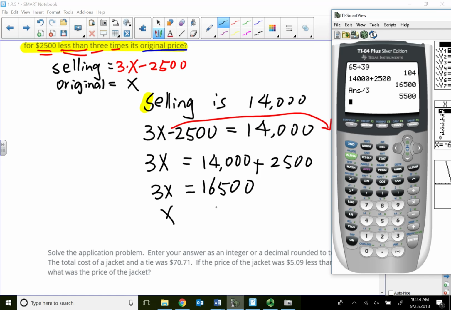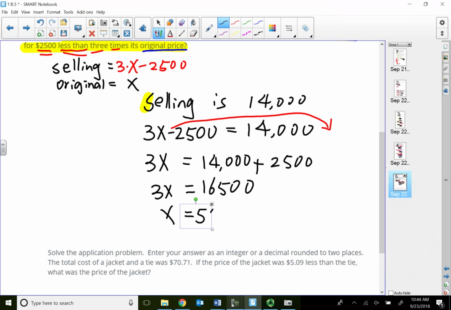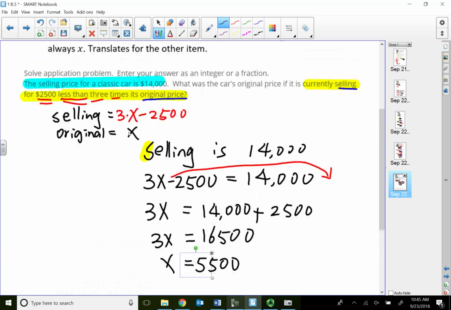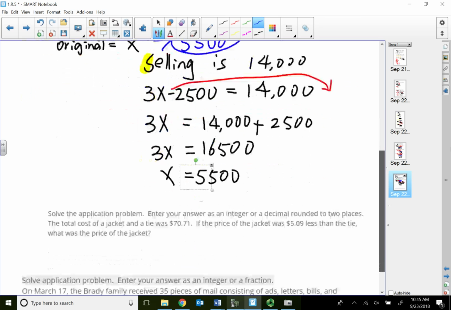My answer, $5,500. All right, so x equals 5,500. X in this problem represents the original price, so the question is asking for the car's original price. So my answer: the original price is $5,500. There you go. All right, let's look at another one.